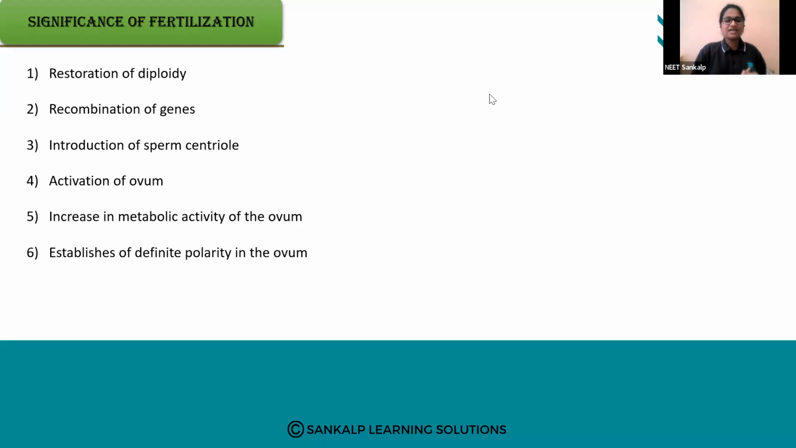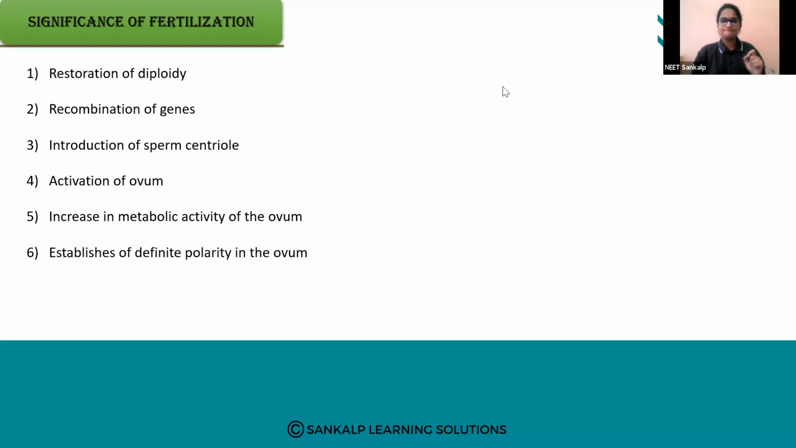Next, it establishes a definite polarity in the ovum. A definite polarity, a definite kind of charges and function in the ovum will be established. It is due to fertilization. So this is regarding the significance of fertilization. Understood all of you?